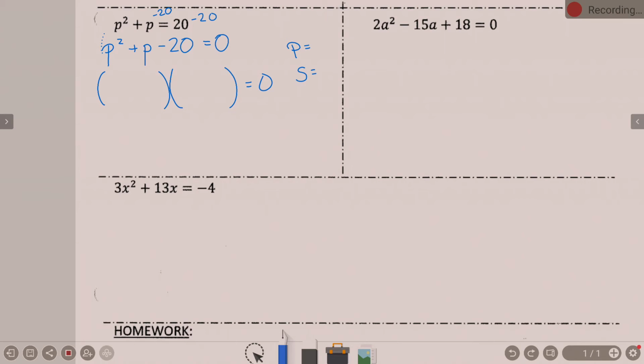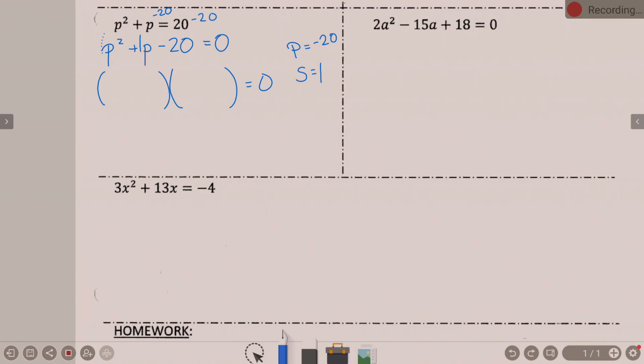What do these numbers have to multiply to be? The plain old number there, the C value. So officially negative 20. What do these numbers have to add to be? This should be the tricky part. You have to stop and think. What's that invisible number in front of P? And it is a 1.